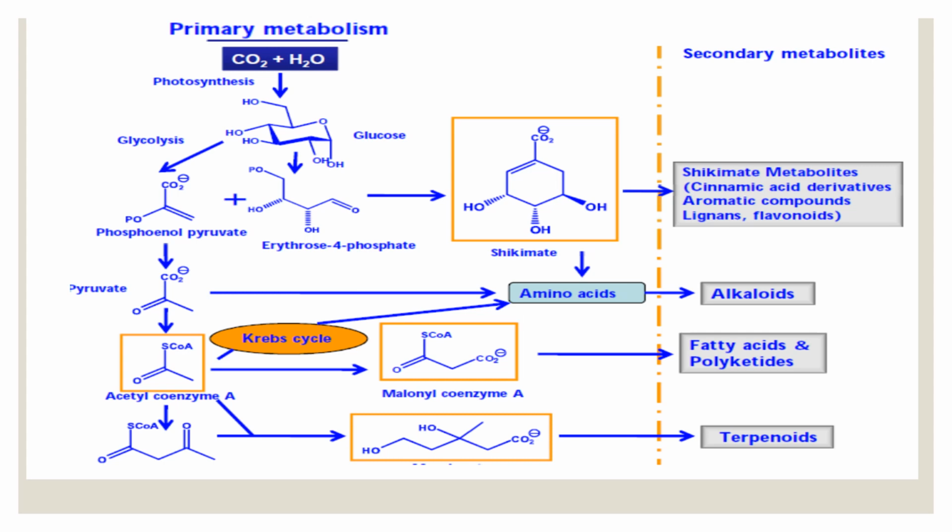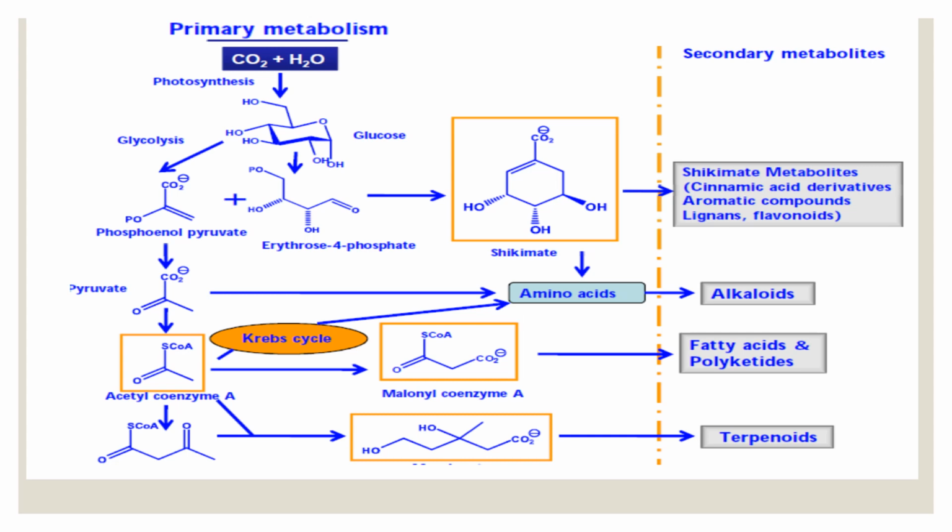This one is the two intermediates that can be obtained from glucose by glycolysis. These two intermediates are very important for the synthesis of shikimate. Shikimate is the precursor for secondary metabolites like cinnamic acid, derivative aromatic compounds like lignan, and the flavonoids. So for these secondary metabolites, shikimate is the precursor.